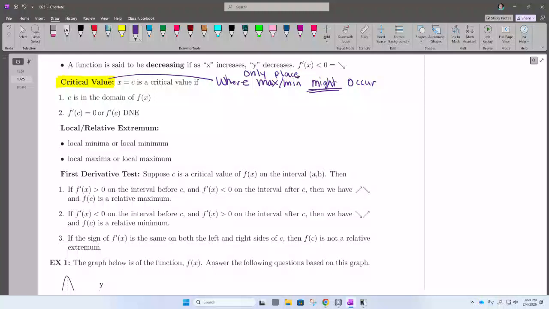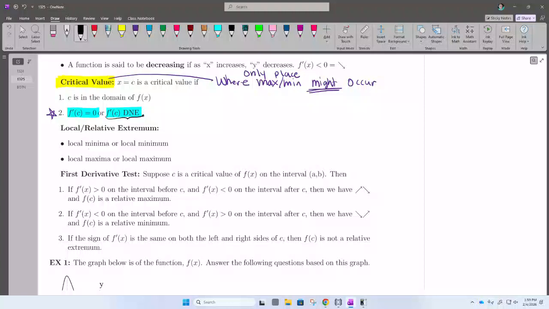So when you find a critical value, that's not a guarantee that you'll have a maximum or minimum there, but if there are maximums or minimums, critical values are the only place it could happen. The only place. Okay? So to find a critical value, I'm going to actually start here. You look at two things, two places to find a critical value. You want to know where the derivative equals 0, and you also want to know where the derivative does not exist.